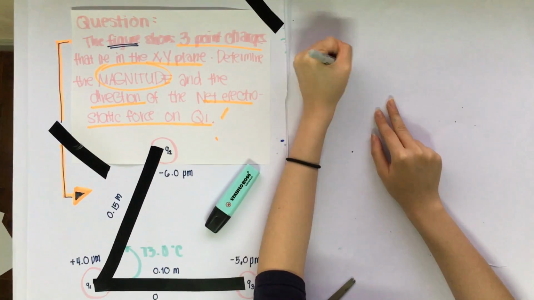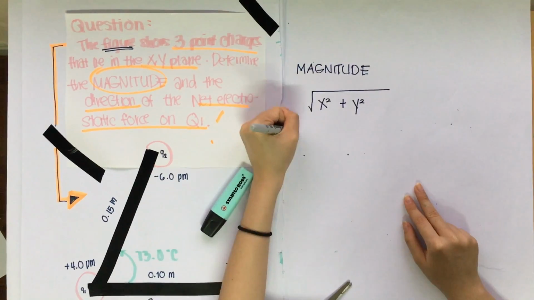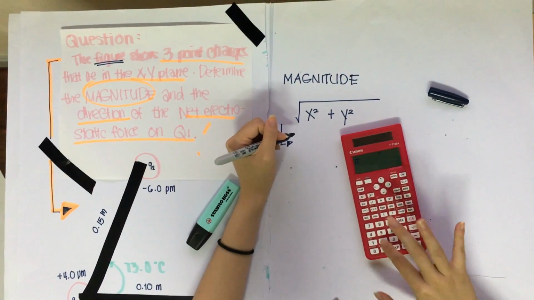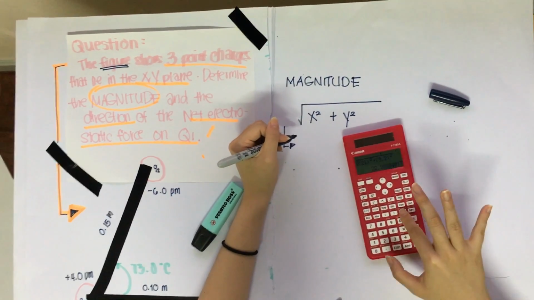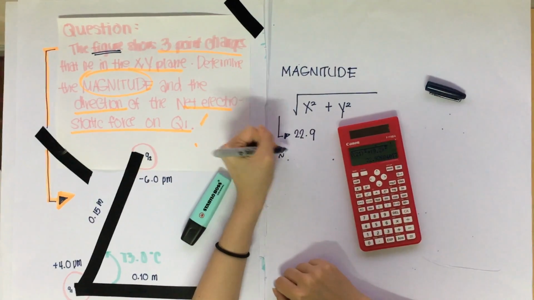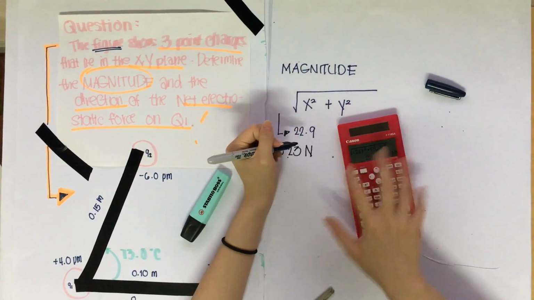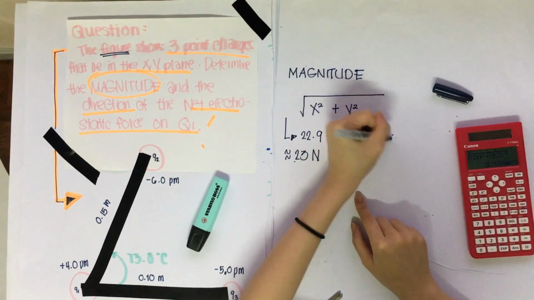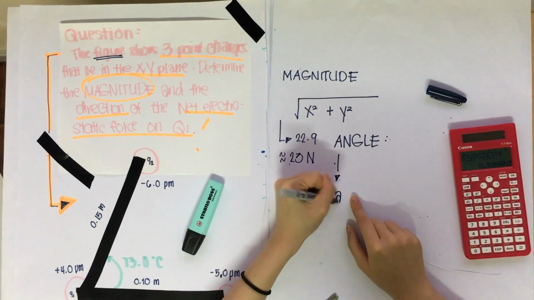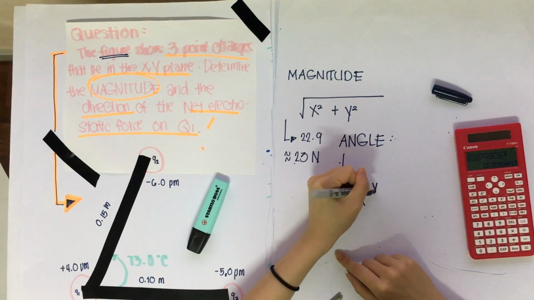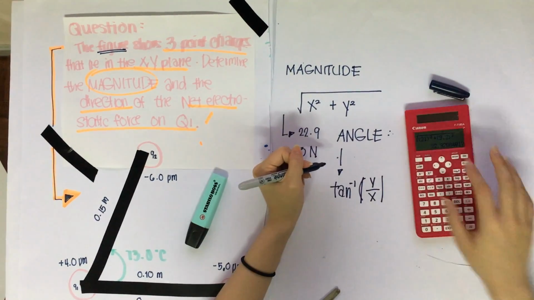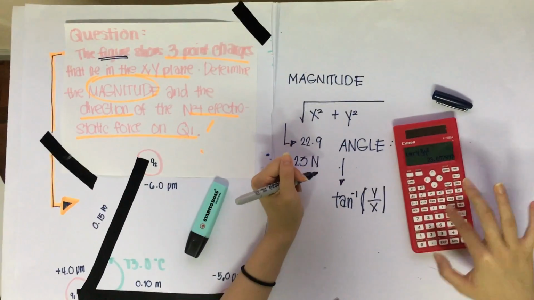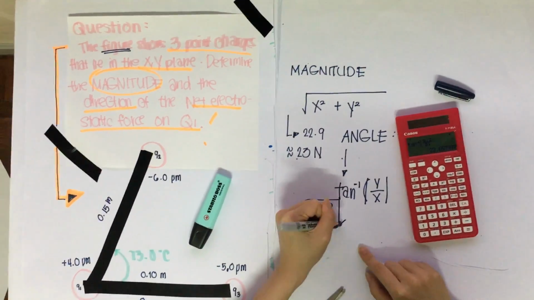And we're going to look for the magnitude. For that one, we're going to use this formula, which is the square root of x squared plus y squared. Put it in the calculator, we're going to have 22.9. Following the significant figures, we're going to have 23 N. For the angle, we're going to have tangent inverse of the absolute value of y divided by x. Put it in the calculator once again. And boom, we have 24 degrees.